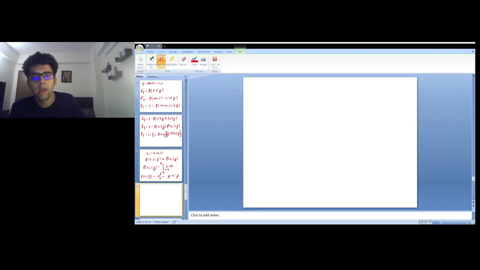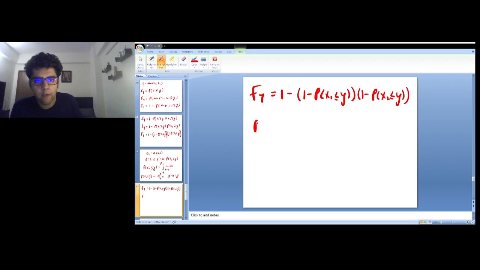Therefore my F of y, which was 1 minus the probability of x1 less than or equal to y into 1 minus the probability of x2 less than or equal to y, becomes F of y equals 1 minus the quantity 1 minus y and 1 minus y.